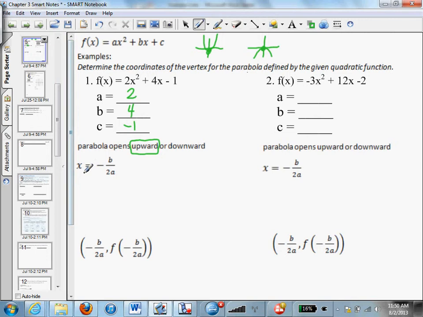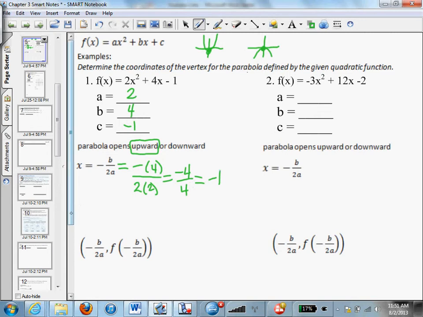Now what we have to do is follow this x equals negative b over 2a. This is going to give us the line of symmetry. So when we do that, we're going to have negative b, which in this case is 4, over 2 times a, which in this case is 2. We're going to simplify: negative 4 on top over 2 times 2 is 4. So we're left with negative 4 over 4, or just negative 1.